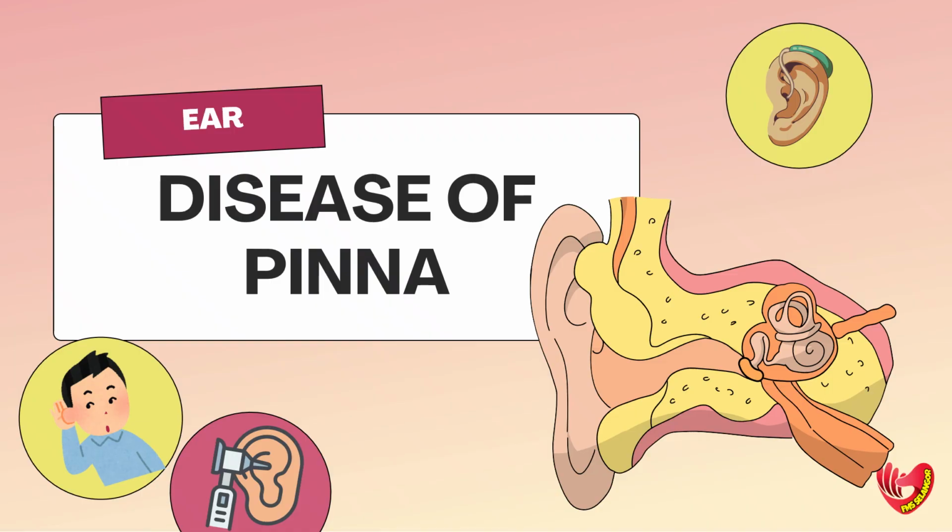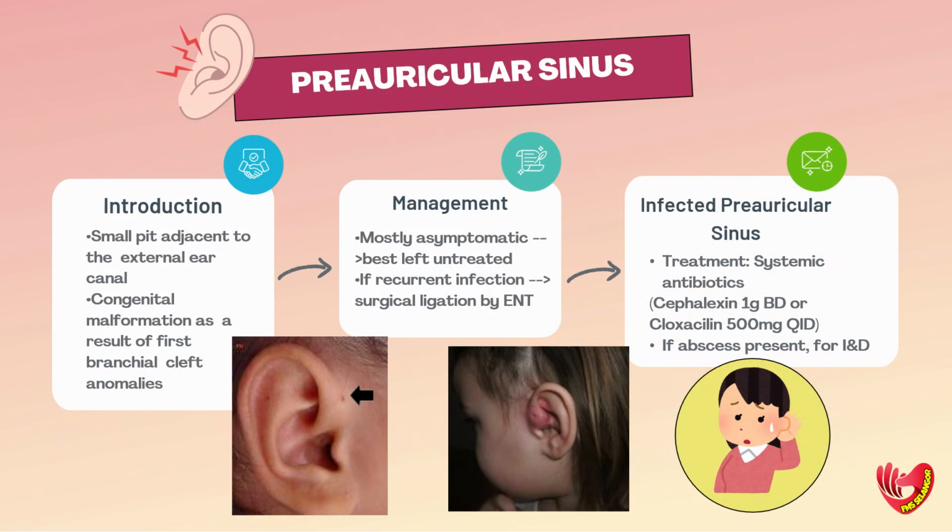We shall now proceed to discuss the diseases of pinna. Now, let's discuss the preauricular sinus, a small pit near the external ear canal. It's a congenital malformation resulting from first branchial cleft anomalies during fetal development. Typically, preauricular sinuses are asymptomatic and require no treatment.